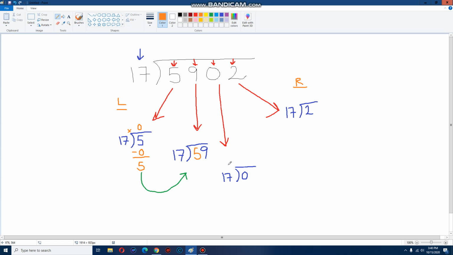And now we just have to continue on with the multiplication. So I'll use the same color. So 17 multiplied by some number is very close to 59. Well, 17 times 3 I think works. If I do my math correctly, 17 multiplied by 3 is 51. And that's the closest we can get. And of course we're going to minus it. And 59 minus 51 is 8.